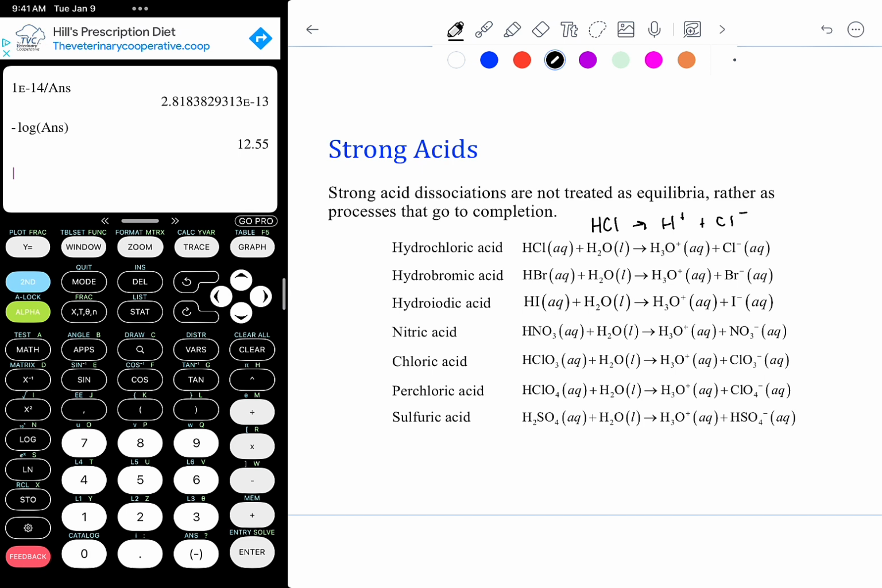So if I don't use water as a reactant, I could just show that it's an acid by it breaking down into H+ rather than H3O+. That's really just for balancing purposes. So we have all of their reactions here.